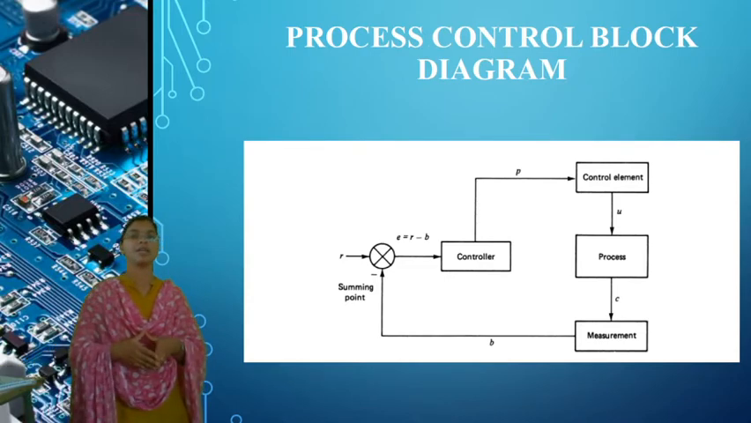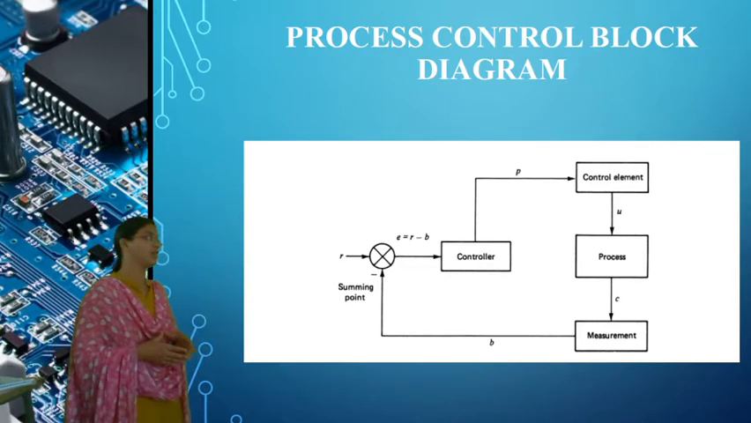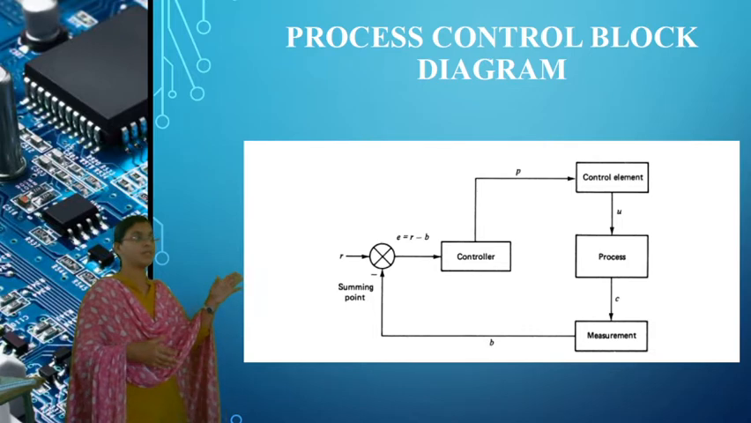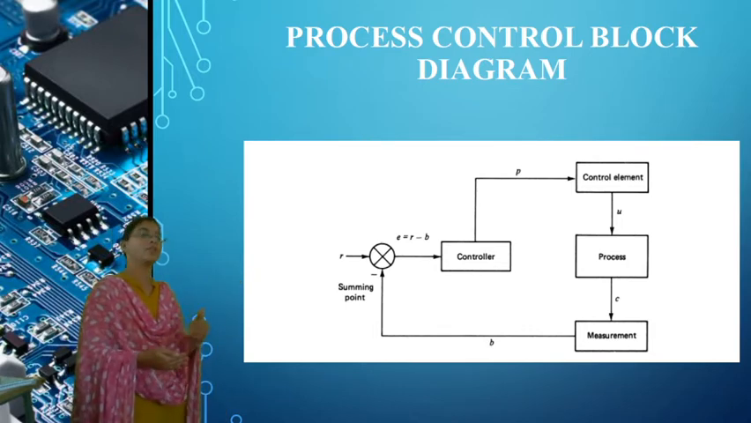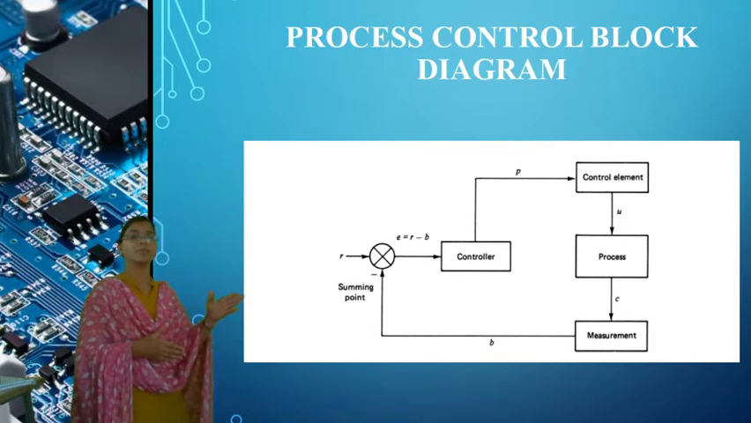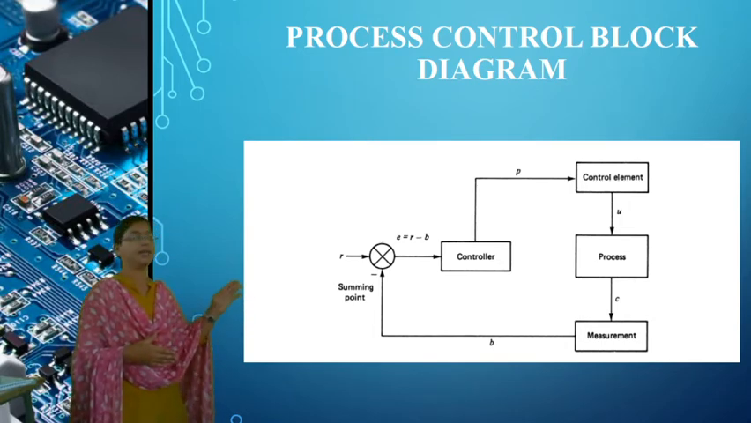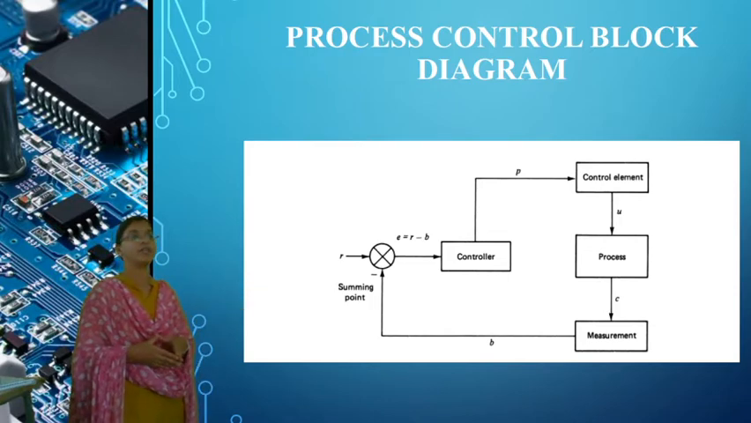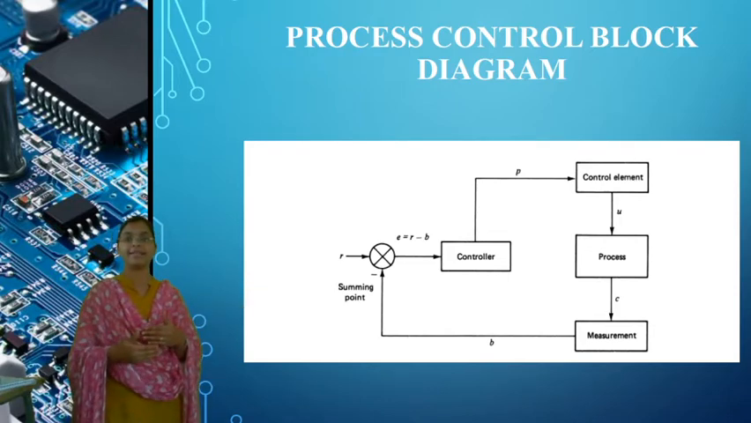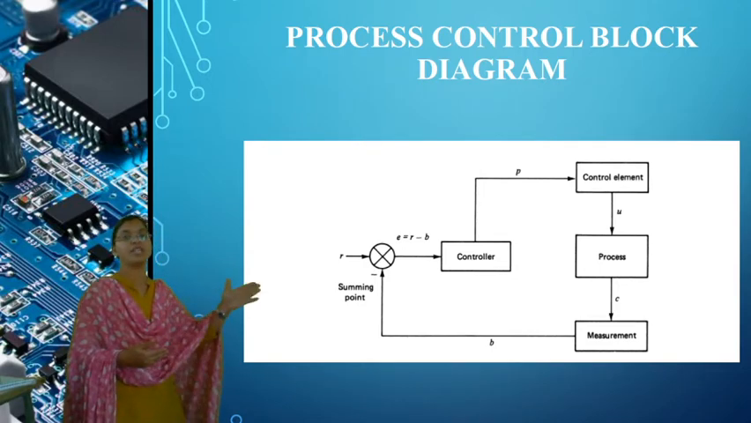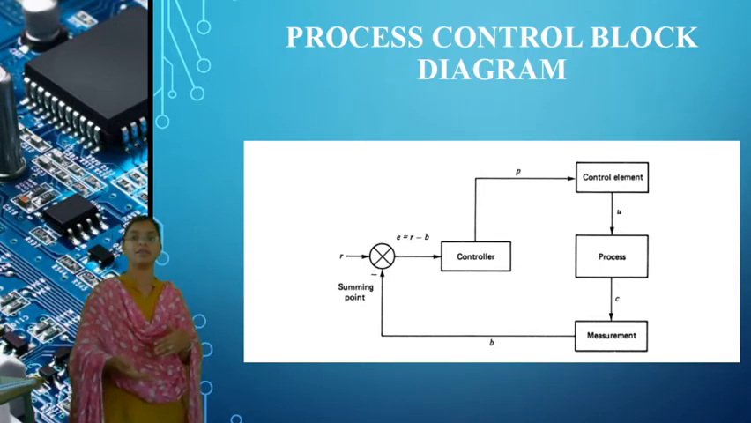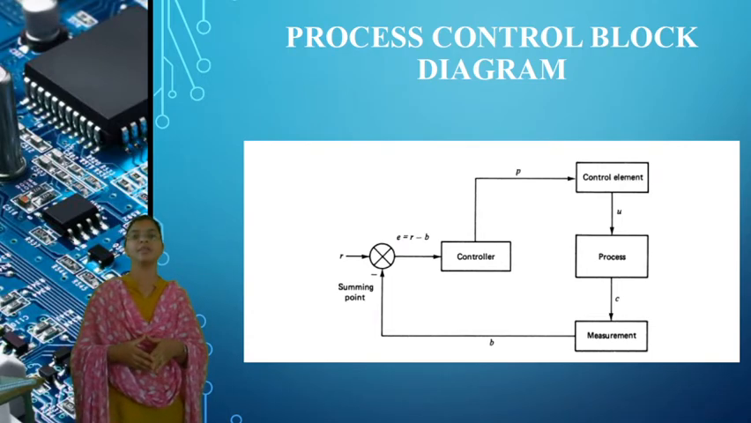This is the block diagram of process control instrumentation. First there is the process, which generates the output. We are going to control that output by measuring it and comparing it. After comparing, we give the result to the controller. The controller will take action according to the error. Then that controlling action influences the final control element, which directly affects the process.